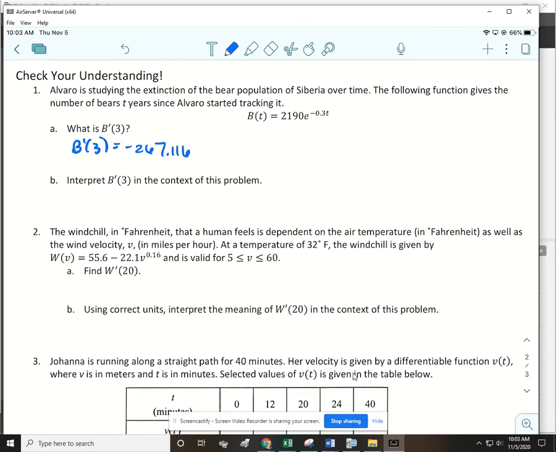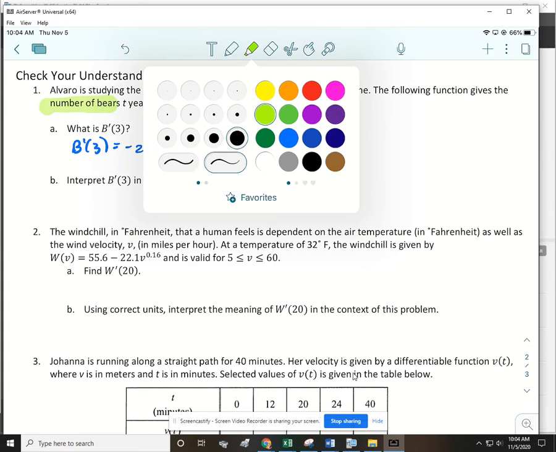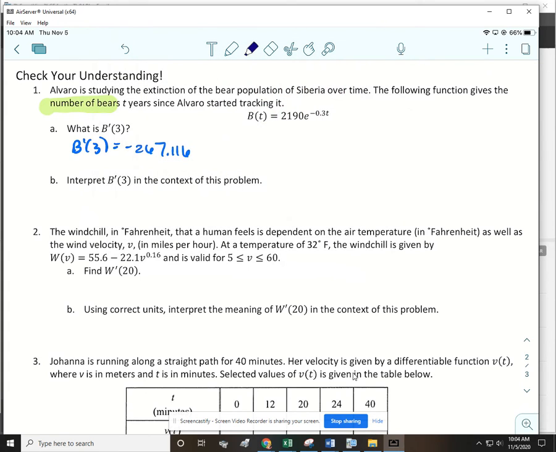So don't forget, that is the dependent variable units divided by the independent. So the function gives the number of bears. That's going to be the dependent. And then t years, that's going to be the independent. So the dependent is the number of bears. So this is bears per year.